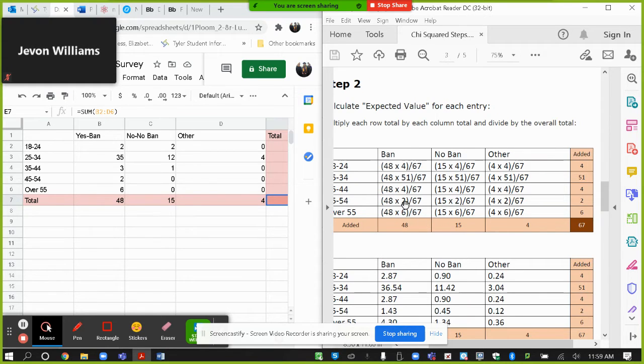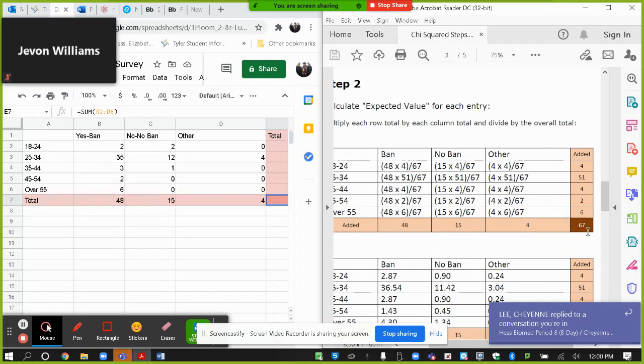So in my example, I multiplied 48 right here in this first box. We're multiplying 48 times 4. Put those in parentheses because we want to make sure that those happen first. And then you divide by the total, which is 67. Your numbers are obviously going to be different, okay? But that's the way I have it. So if you have 0 times something divided by whatever, your answer is going to be 0.